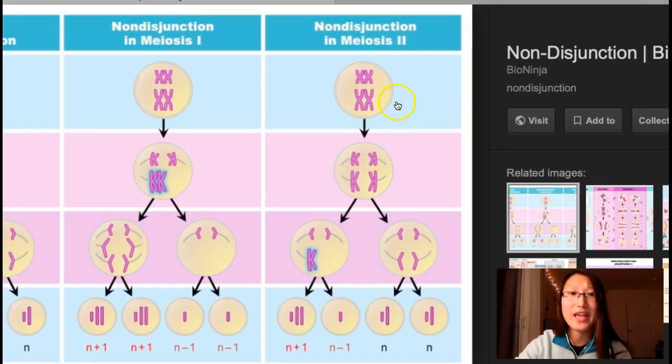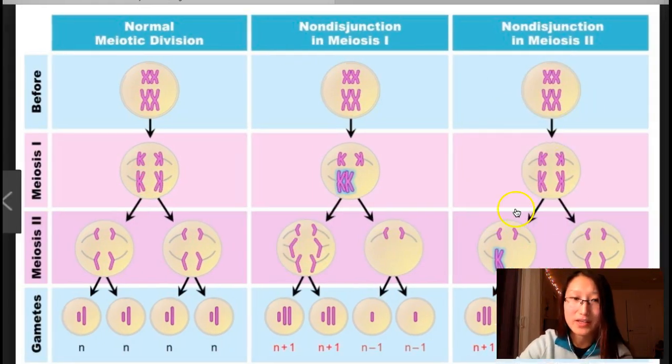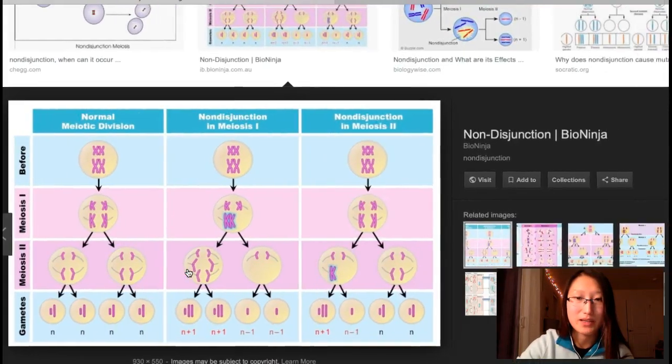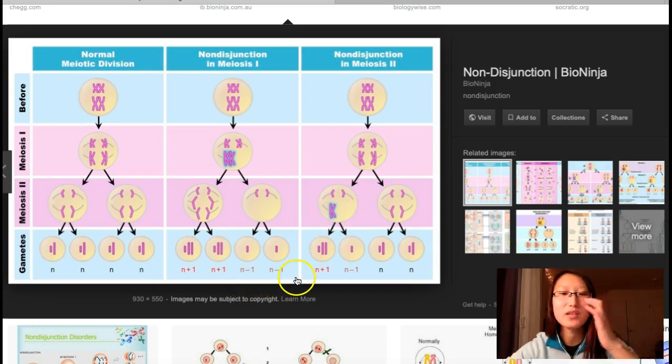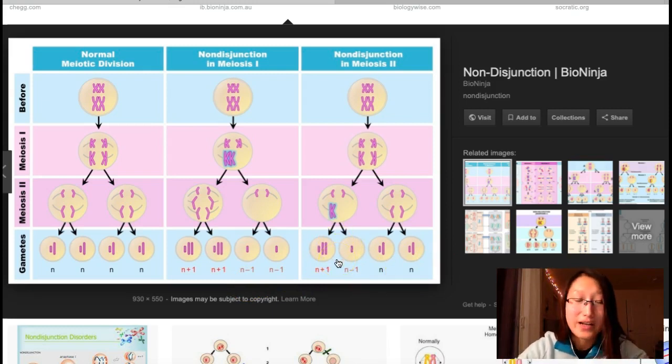Now, non-disjunction can also happen during meiosis 2. If that happens, you would compare this right here to the original one. What happens is that in meiosis 1, homologous chromosomes split just fine, but in meiosis 2, the sister chromatids did not separate right here. Oh no. So instead of only having the regular haploid number of chromosomes, you would have N plus 1 or N minus 1. And that's how you get an extra chromosome. This extra chromosome could happen anywhere within the genome.